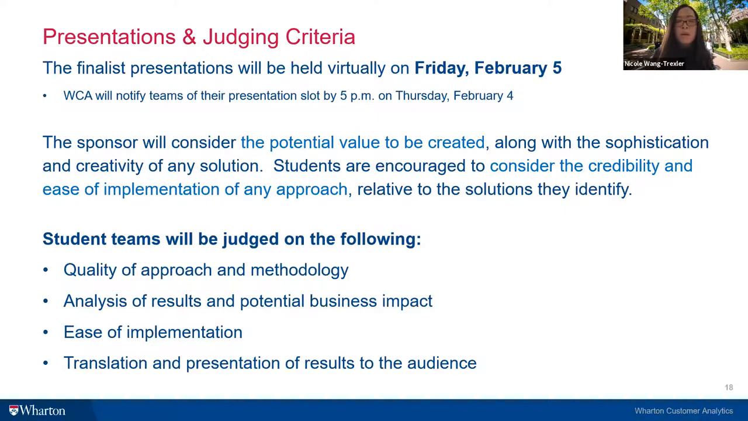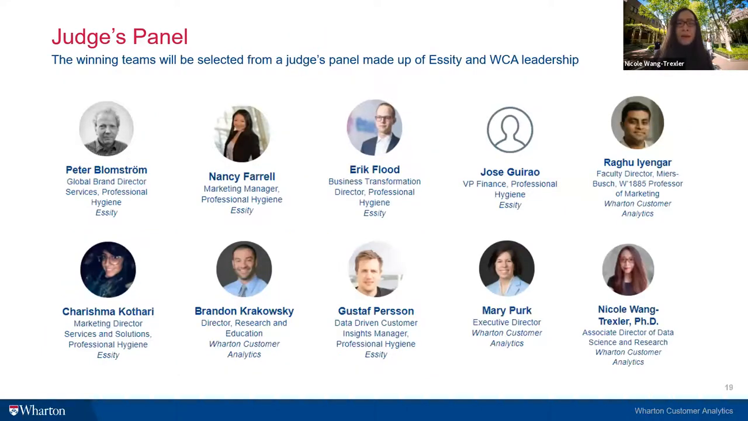In terms of the judging, the student teams will be judged on the following. One is the quality of the approach and methodology. One is the analysis of the results and the potential business impact. One is the ease of the implementation. And last is the translation and presentation of the results to the audience. And here is an overview of the judges panel that consists of Essity and our team.